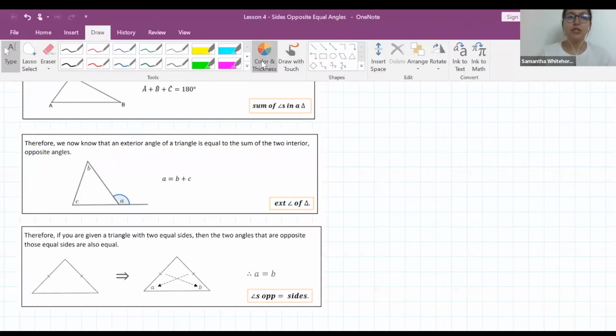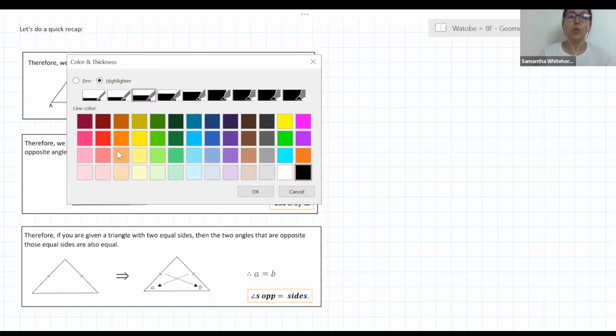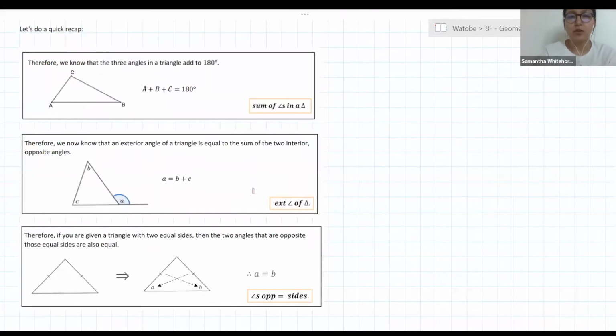The first one that we chatted about was the fact that within a triangle, if you add up all of the interior angles, so all 3 of the angles in a triangle, you should get 180 degrees. And our reason there was sum of angles in a triangle. Then we looked at the fact that the exterior angle of a triangle is equal to the sum of the opposite interior angles. That reason is exterior angle of a triangle.